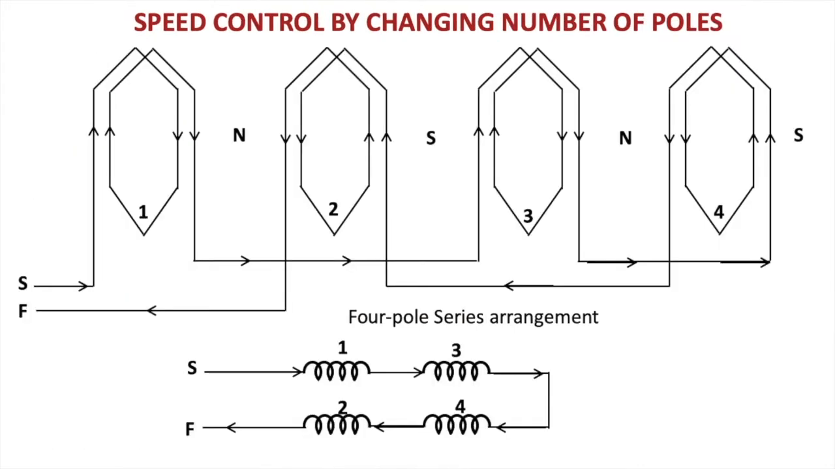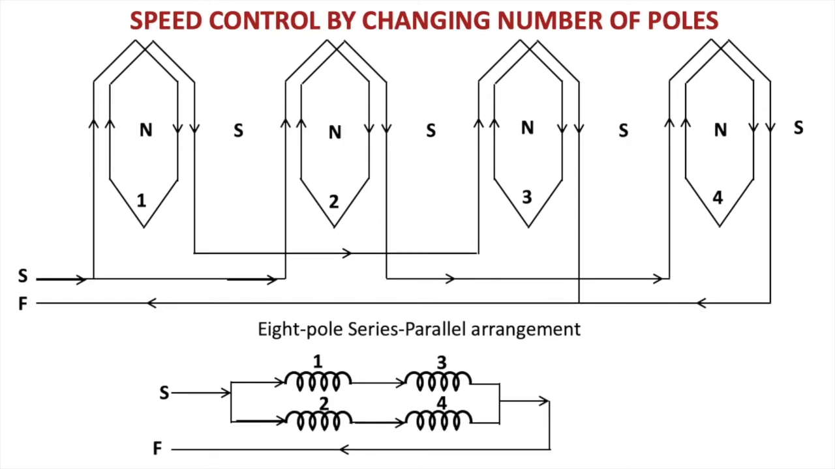Now next is the speed control by changing the number of poles. Here we have taken 4 coils, by which we will try to understand how the number of poles can be changed. Here all the 4 coils are connected in series, but the direction of the current in coils 1 and 3 is the same, while in coils 2 and 4 it is reversed. Due to the reversal of the current in coils 2 and 4, pole formation takes place with the 2 conductors of coil 1 and 2 conductors of coil 2, and 1 pole is formed. Therefore, a total of 4 poles are formed with this 4 pole series arrangement.